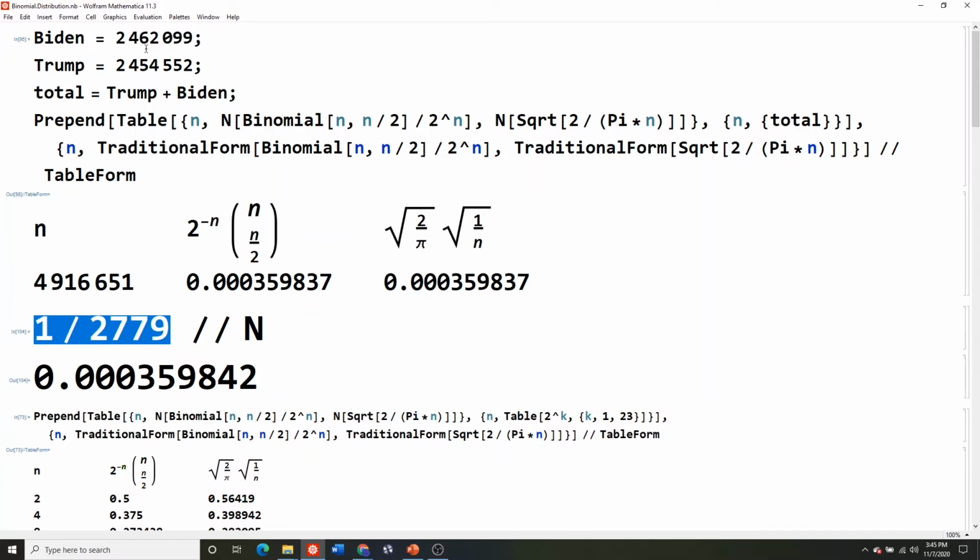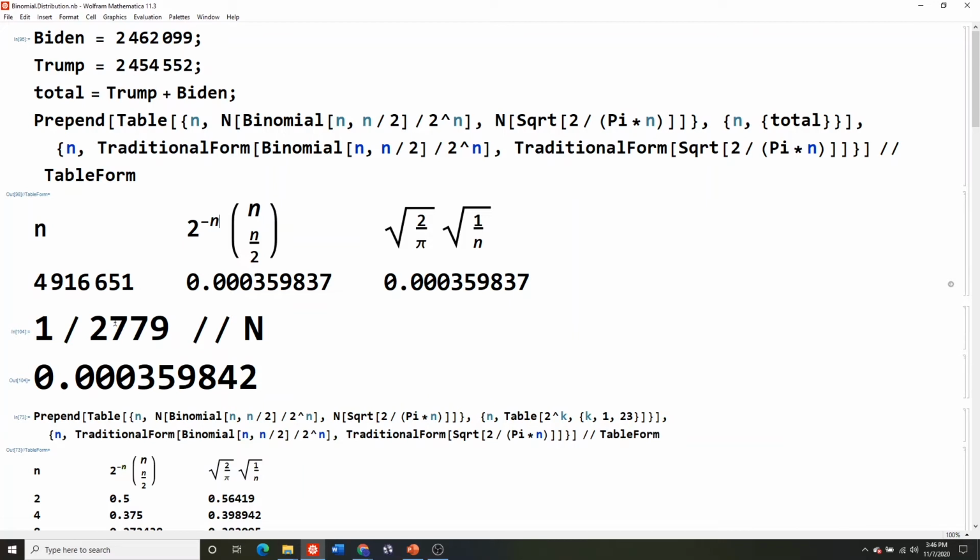So now here we are in Mathematica. That's how many votes Biden has. This is how many votes Trump has. And the total number of votes is about 4.9 million, roughly 5 million. So this is the exact formula. This is dividing by 2 to the n, the total number of possibilities, and n choose n over 2 is the number that are ties. So it turns out it's this number, 0.00035, whatever, which is approximately 1 over 2,779. So when they ask, what is the probability of there being a tie in Georgia under this model?